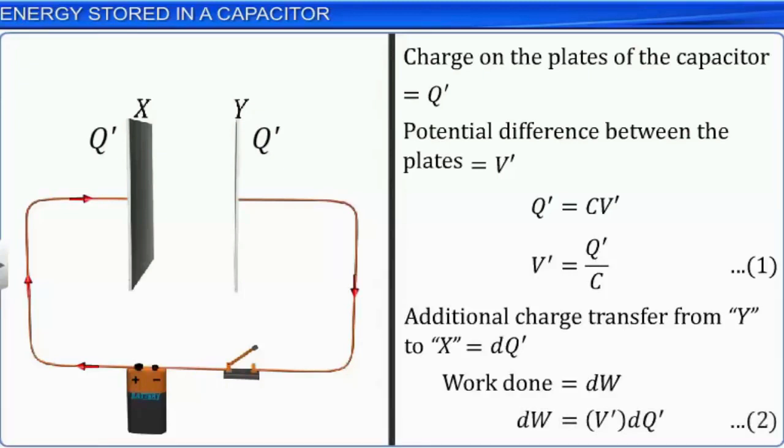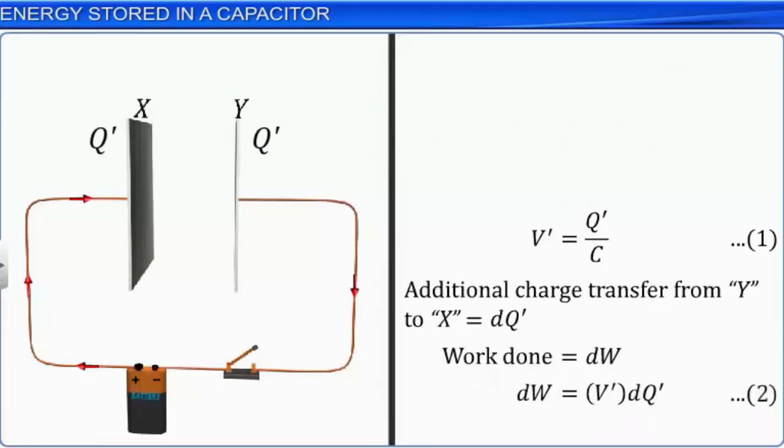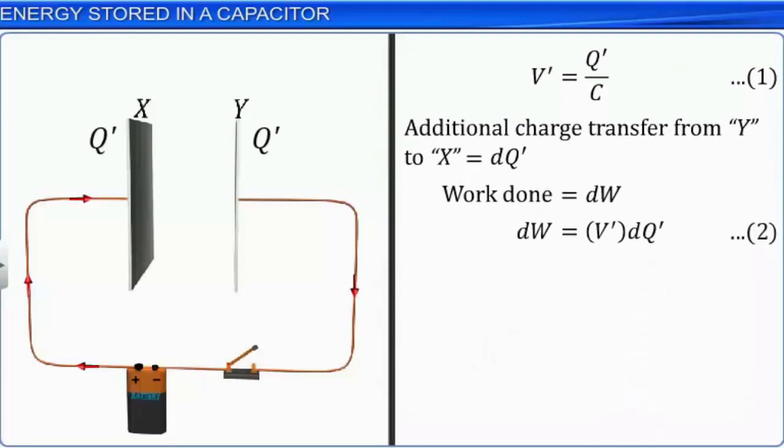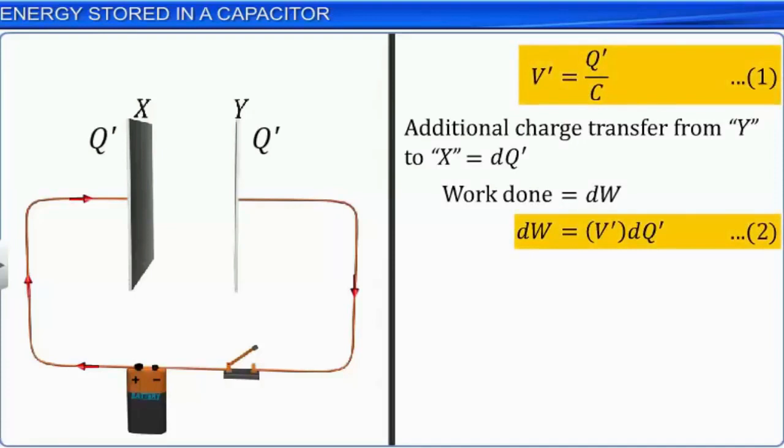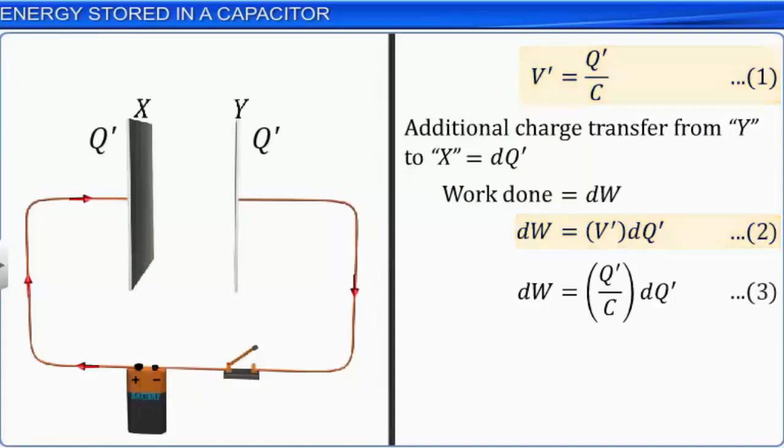Substituting equation 1 in 2, we get dW is equal to Q dash by C into dQ dash. Let this be equation 3. Now, let us calculate the total work done W to charge the capacitor from 0 to a total charge plus Q.